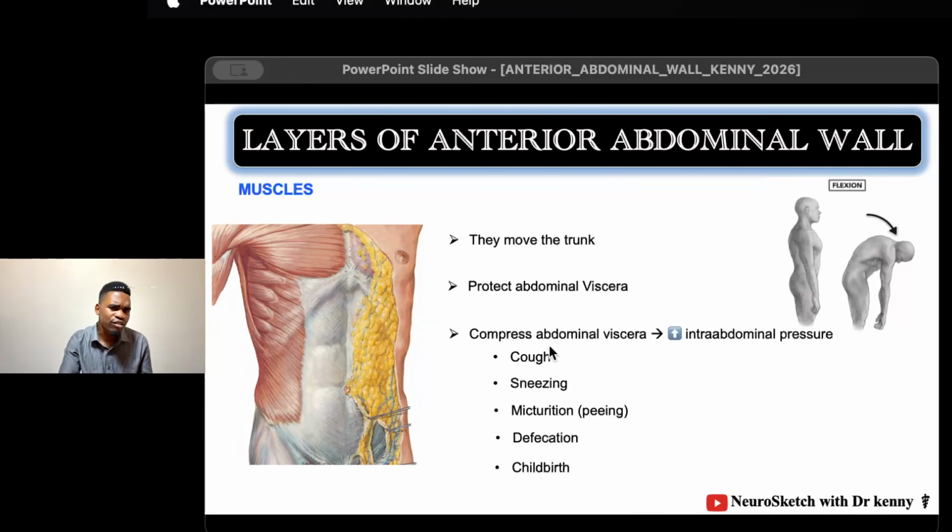And what happens if you don't have coughing? You're going to have respiratory infections every now and then, because coughing is one of the mechanisms of removing the unnecessary bacteria that might have gained access into your respiratory system. The same applies for sneezing, and also you need to pee at some time. So urination is made possible by these muscles. No these muscles, no compression of the abdominal viscera, no intra-abdominal pressure, and no peeing. Imagine. So you cannot pee without these muscles, and defecation as well.